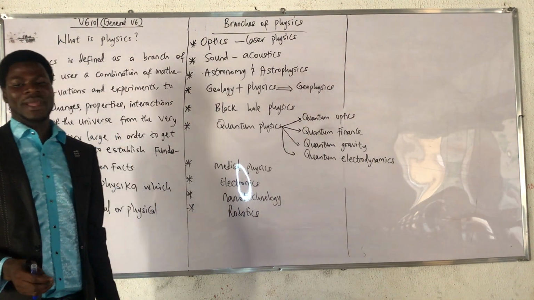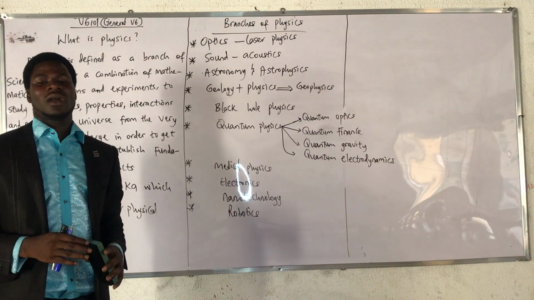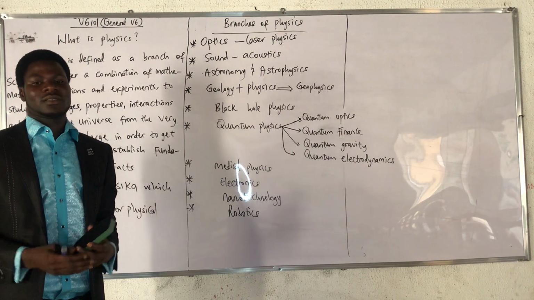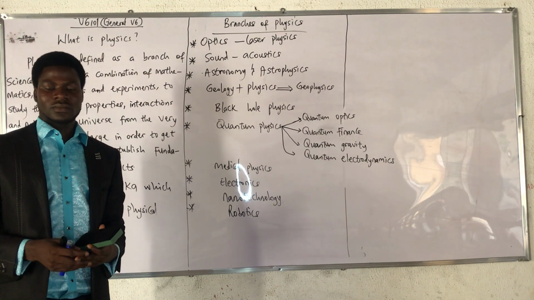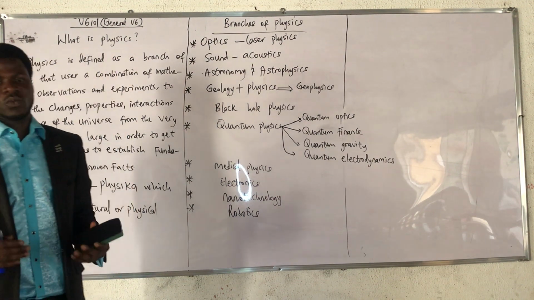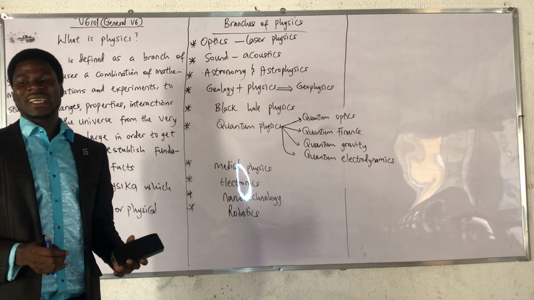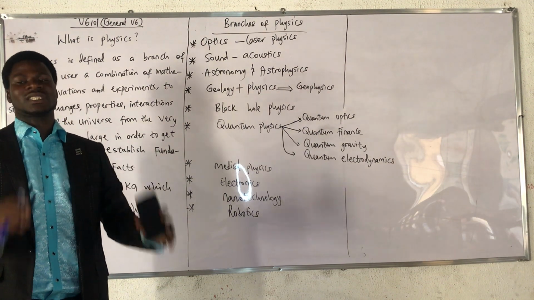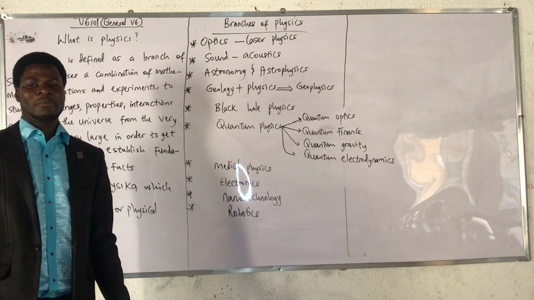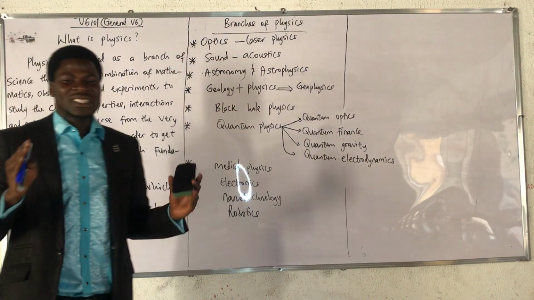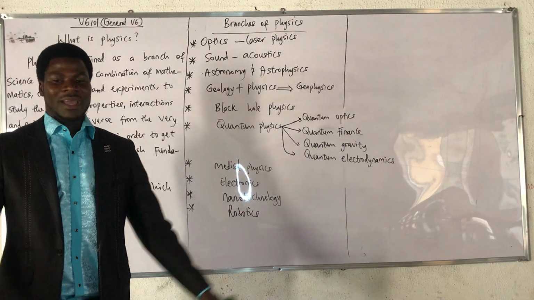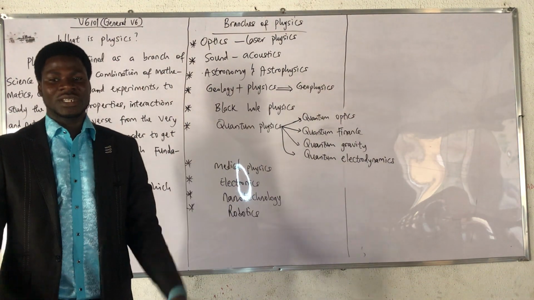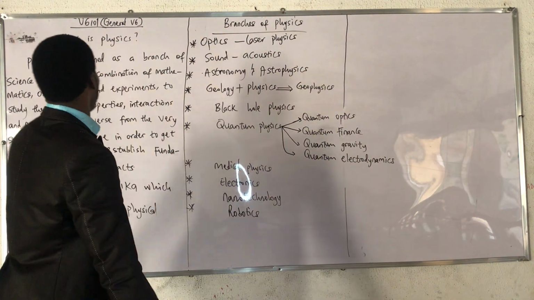The next big question now is, what do physicists study? Physicists, what do they study? Physicists study what we call physical quantities. Without the physical quantities, there are no physicists, because that is what we study.